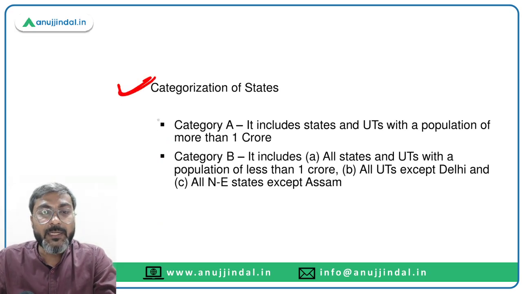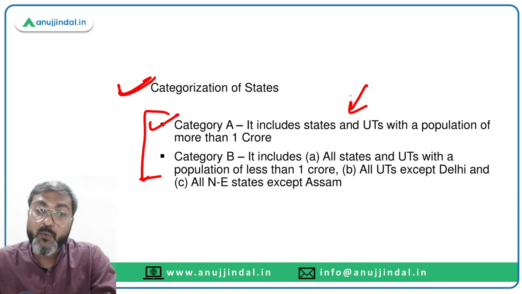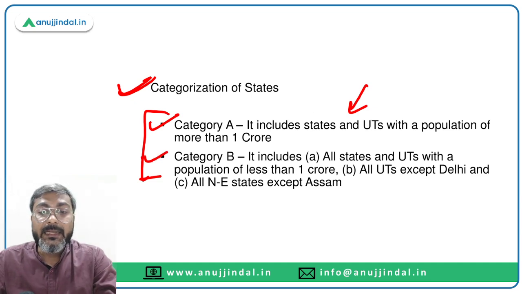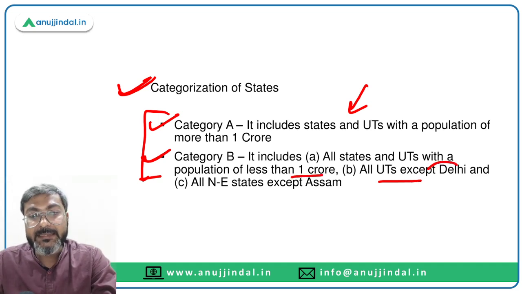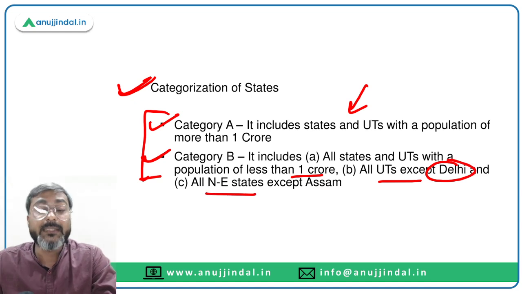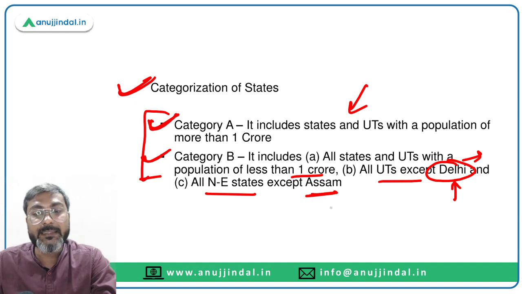Now the states have been categorized into 2 categories. Number 1 is category A, which includes all the states and UTs with a population of more than 1 crore, right? And in category B, all the states and UTs with population of less than 1 crore are there. All UTs are there except Delhi, and all northeastern states are there except Assam. And Delhi is not in category B because Delhi has more than 1 crore population, so it is included in category A, right? And similar is the case with Assam.